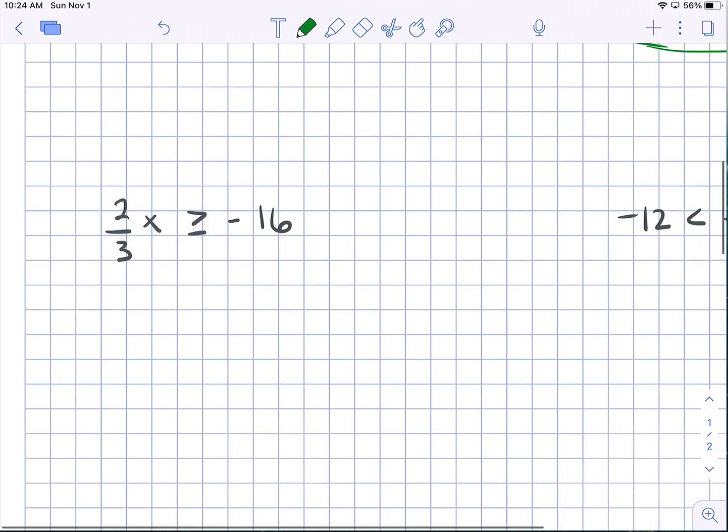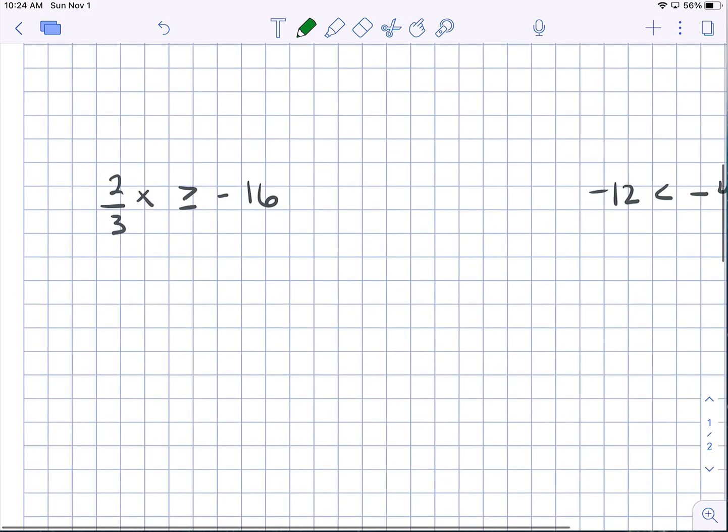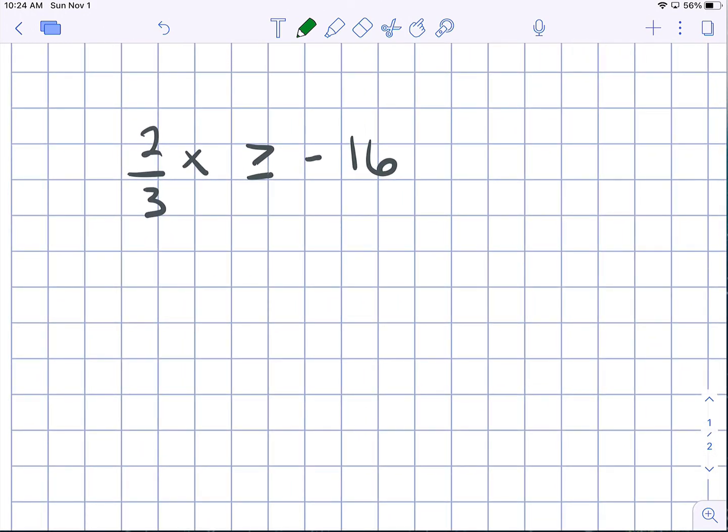All right, so here's a multiplication one. 2 thirds x is greater than or equal to negative 16. I threw one in there with a fraction just to remind you. So this is a multiplication problem, right? 2 thirds times x. So again, let's stop and think. I would divide both sides by 2 thirds, but we never divide by a fraction, right? We always do keep, change, flip. So we're going to multiply both sides by 3 over 2 instead. That'll get rid of this. Remember, instead of dividing by 2 thirds, we multiply by the reciprocal. Keep, change, flip.